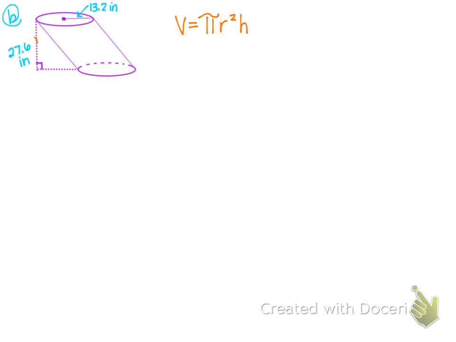Now, this 27.6 inches is actually the height, and this is going to be the radius. So, same thing here. Let's plug in. This one's pretty straightforward. It looks complicated, but it's not bad at all. So, radius is 13.2. And we're going to square that times the height, and the height is 27.6.